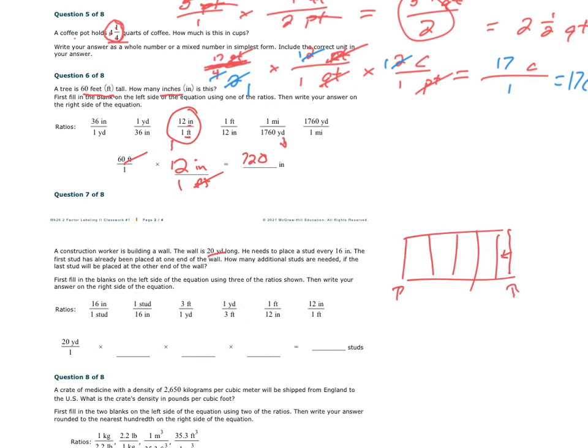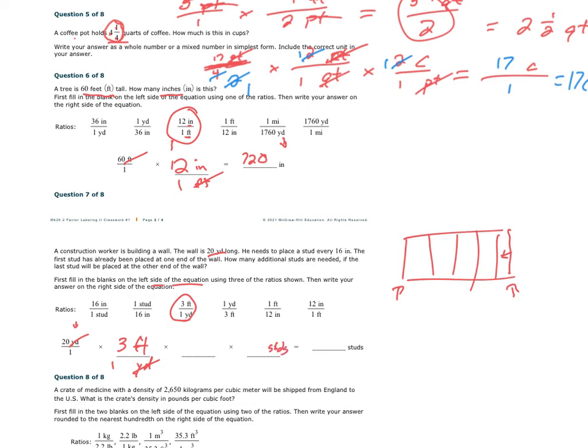Okay, so we're going to use factor labeling for this. We could figure it out other ways, but that's what it wants us to do. First, fill in the blanks on the left side of the equation using 3 of the ratios shown. We've got a bunch of ratios here. Then write your answer on the right side. Okay, so we're starting in yards, so I need a denominator with yards on it. This is the only one that works for that. Okay, so now I can cross out yards, and I'm in feet. I'm not in studs yet. By the end, I want studs up top. I know that.